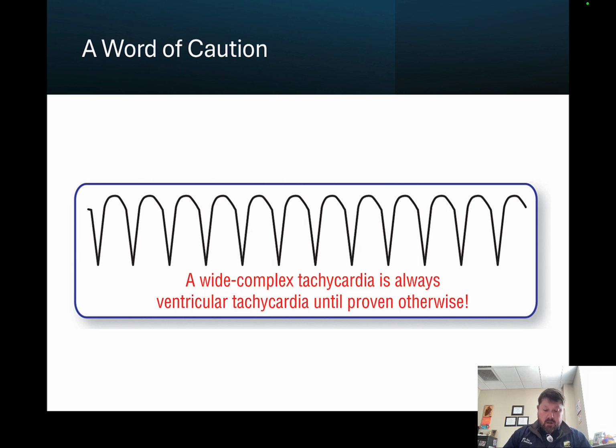A word of caution, all of the ventricular tachycardias that we see, we're going to treat it as a ventricular tachycardia until proven otherwise. And usually we don't make it to the point to where we prove it otherwise in the field.